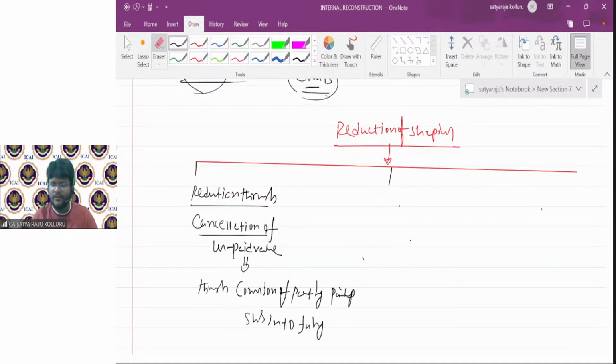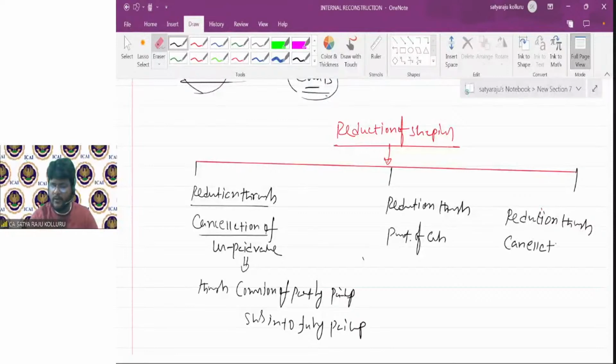First, let me finish the writing. After that, I will explain what really happens here. Next, reduction through payment of cash. Next, cancellation of paid up value. So in total, I'm explaining 3 different situations in reduction of share capital.